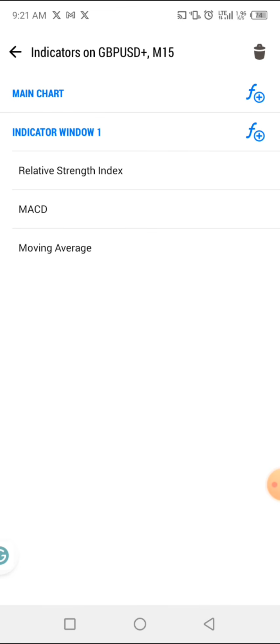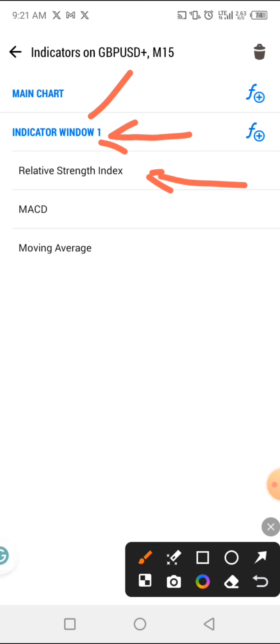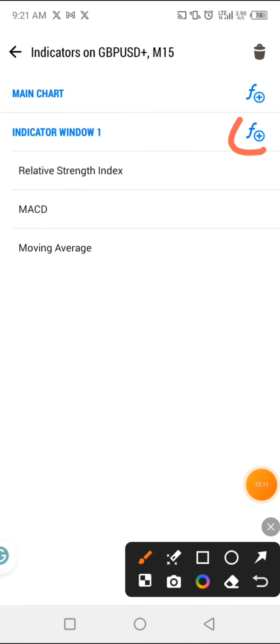Then the next thing is that as soon as you apply this relative strength index to your chart, you're going to create this indicator window 1. You're going to create this label that has indicator window 1. Next, you click on the plus sign on the indicator window 1, because we want all of our indicators to be on just this one window. We don't want it to be on the main chart, we want it to be here.